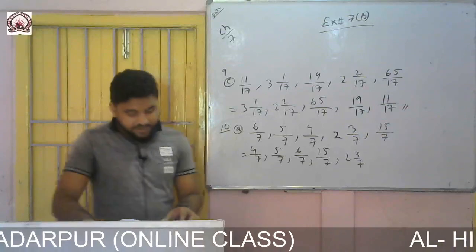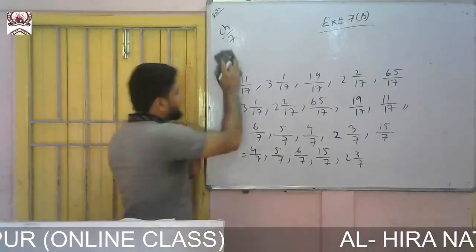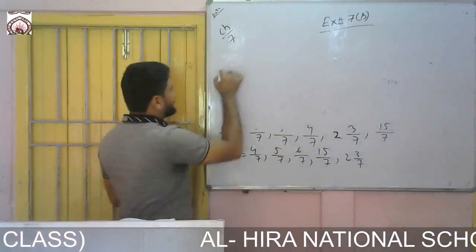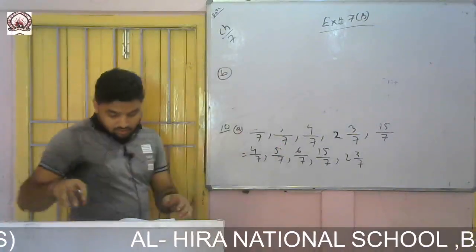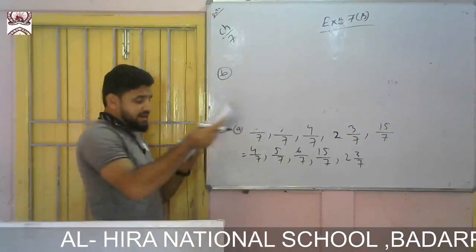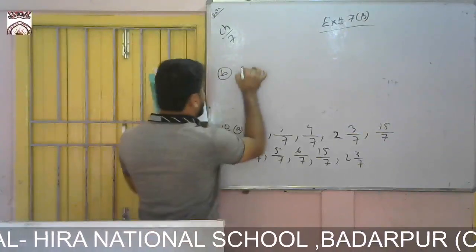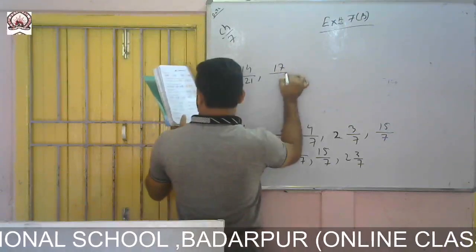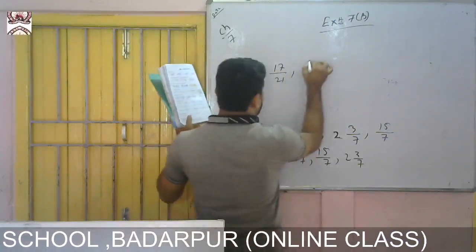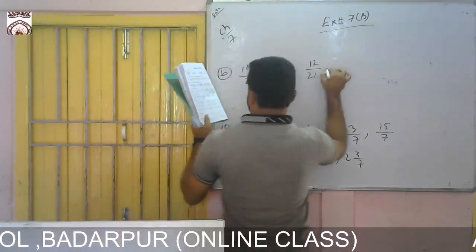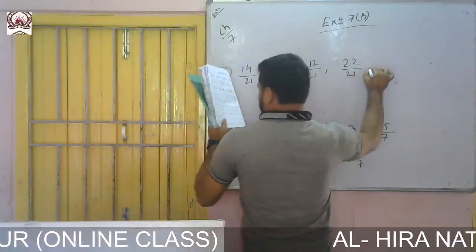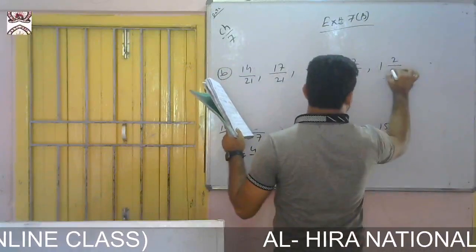Now come to question number B. So B, what is there? 14 by 21, comma 17 by 21, comma 12 by 21, comma 22 by 21, comma 1 2 by 21.